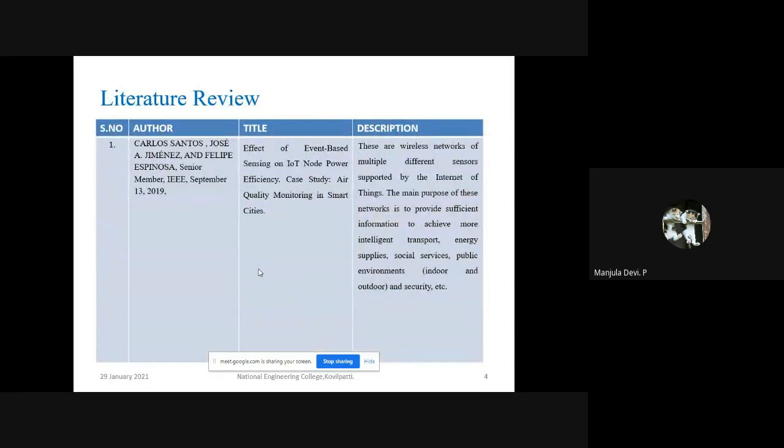This is the literature survey. These are the papers we have referred to for our project. First one is effect of event-based sensing and IoT node power efficiency. It is a case study of air quality monitoring in smart cities. In this paper, the main purpose of this network is to provide sufficient information to achieve more intelligent transport, energy supplies, social services, public environment, and security, etc.